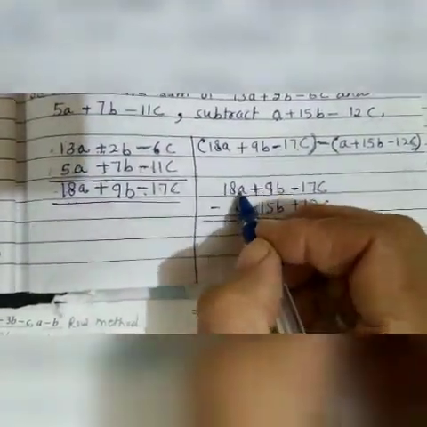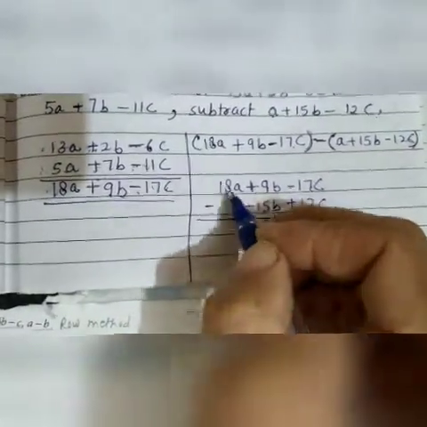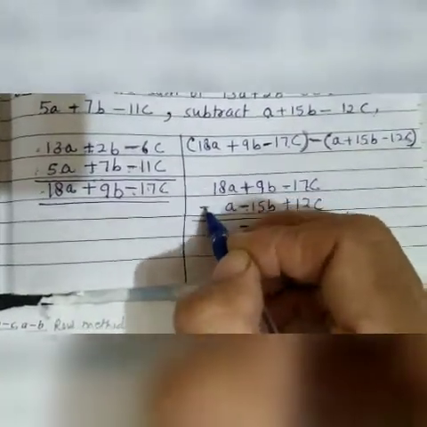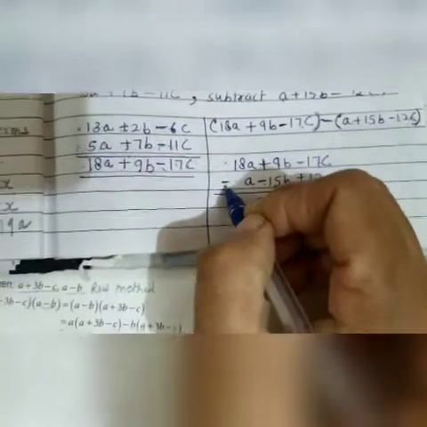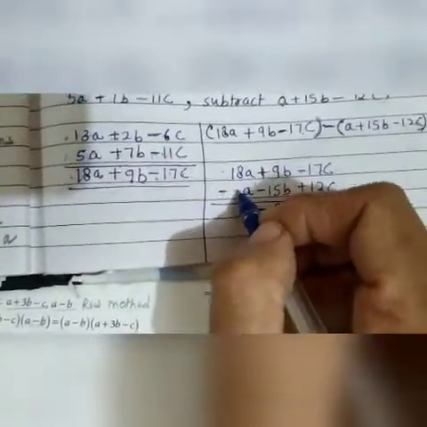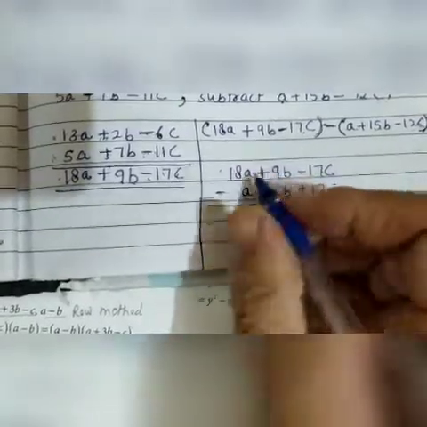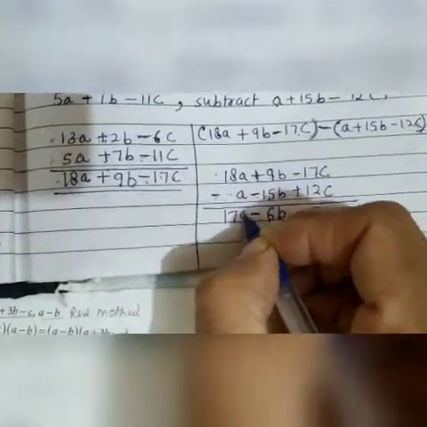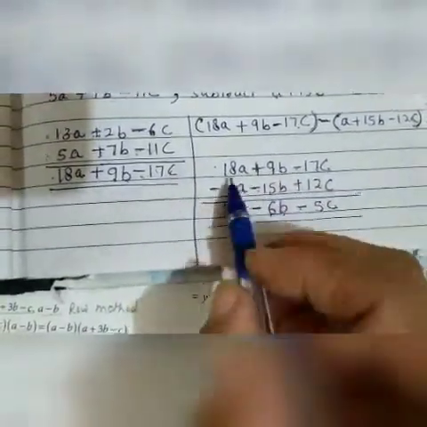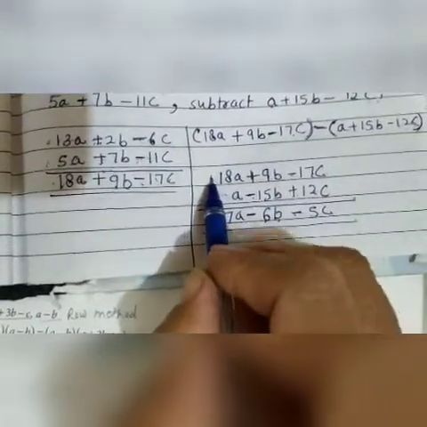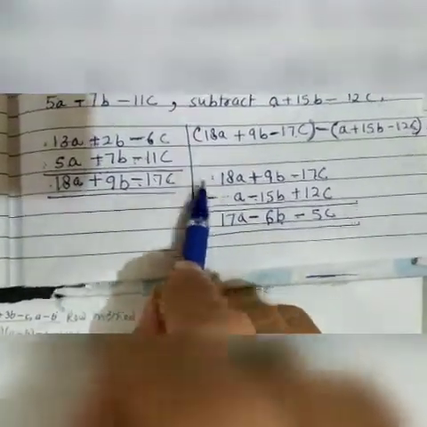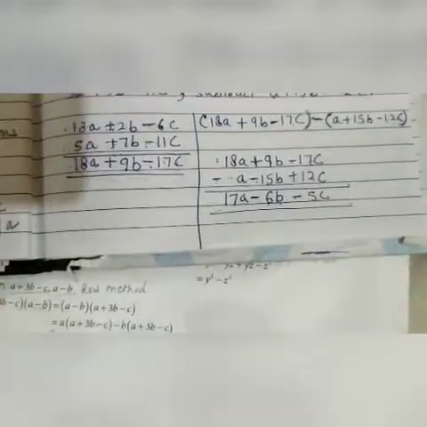This is plus 18a, this is minus 1a. Again both the numbers are with different signs. This is plus, this is minus. We will subtract the smaller one from the larger one. When we subtract this 1 from 18, we get 17a with a plus sign, because before the larger number there is a plus sign. Clear?